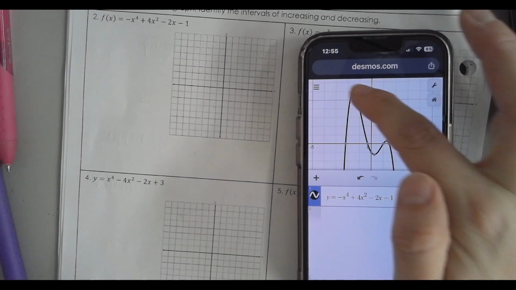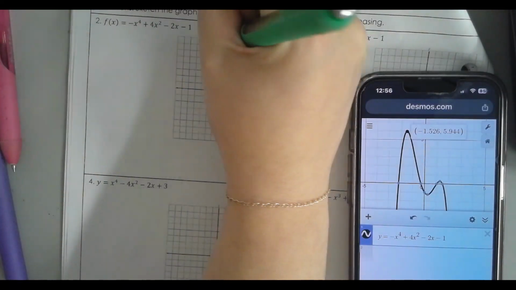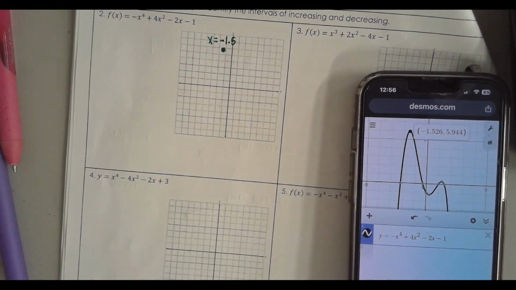Negative 1.5. So go to the negative 1 and then close to 4, 5, 6. So, I mean, your point's so big that as long as you're in the correct area, it's fine. So I'm going to put x equals negative 1.5. That's okay for right now. I won't be too picky with your rounding.